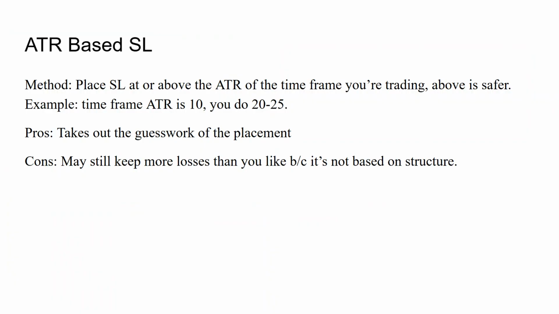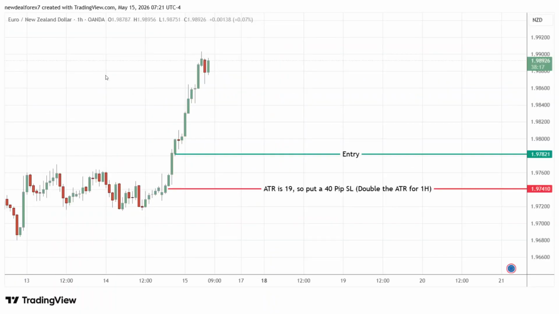So it takes the guesswork out of placing your stop loss. However, you could see more losses because it's not based on structure. It's just based on a measurement of movement. So for example, I had to do an entry to show how it would look for this one, but the rest of these will not have entries. So I just did a random entry right here. It's going to be the same chart for all of these examples.